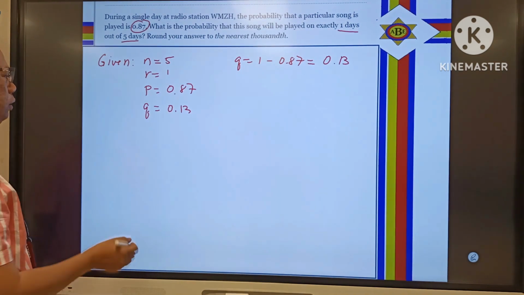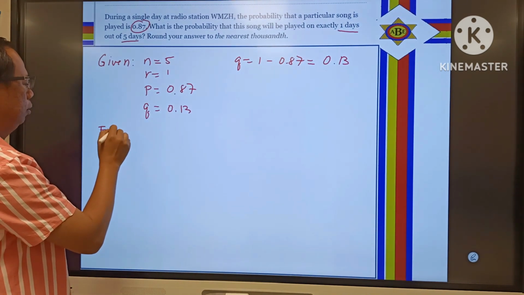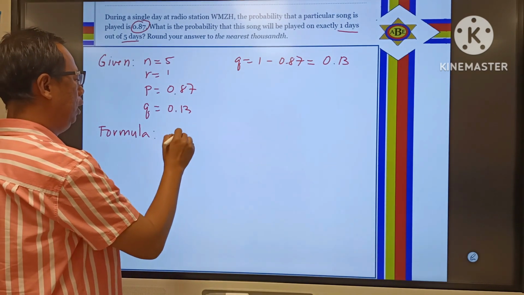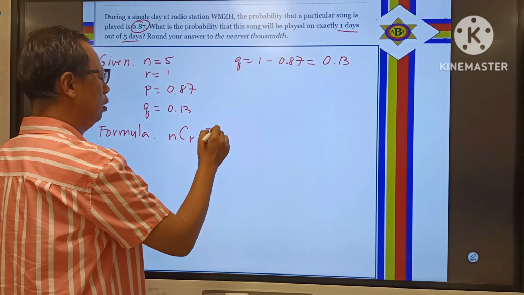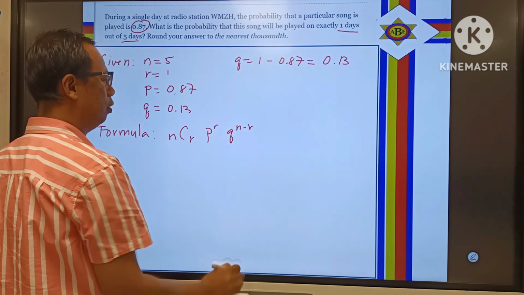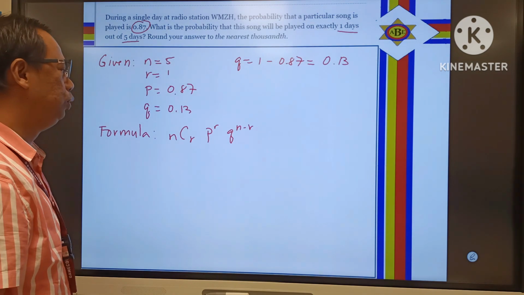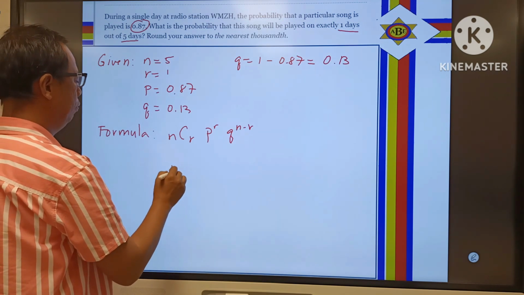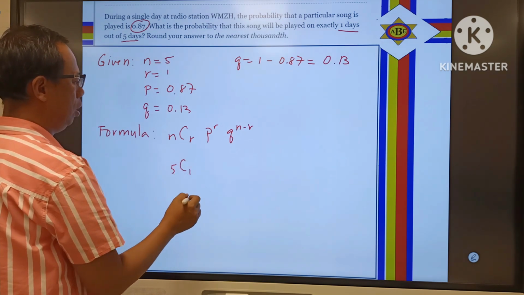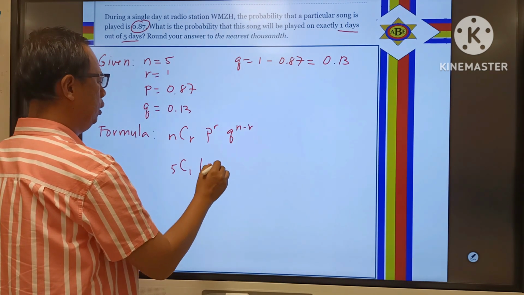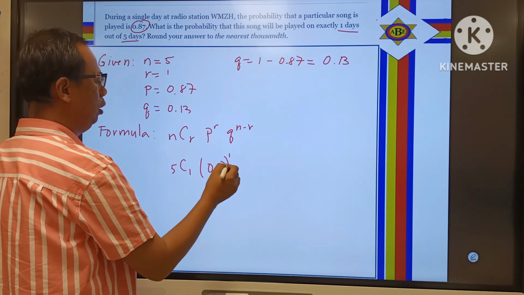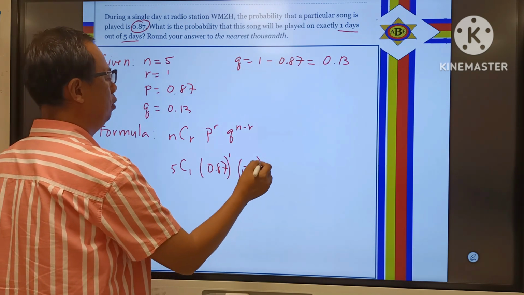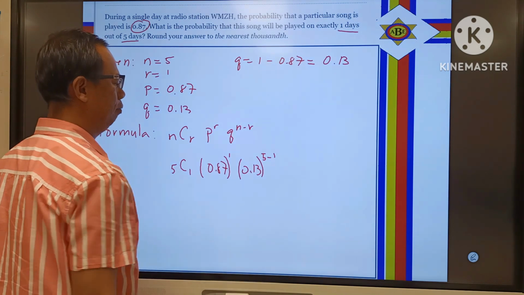The next step is we use the formula: nCr, p to the r, and q to the n minus r. What we're going to do is plug in all the values. The n is 5, we copy the C, and the r is 1. Then p is 0.87, the exponent r is 1, q is 0.13, then n is 5, and r is 1.